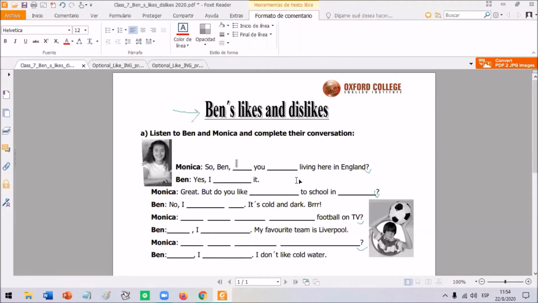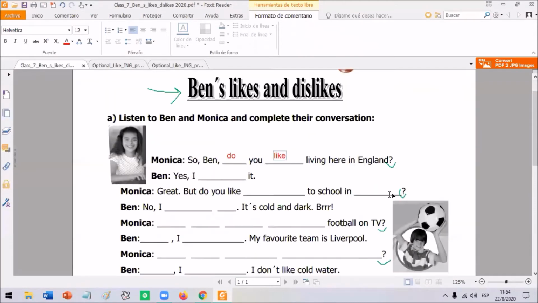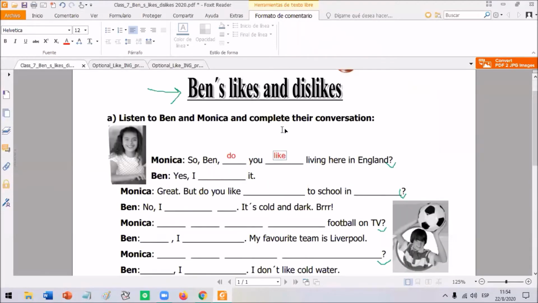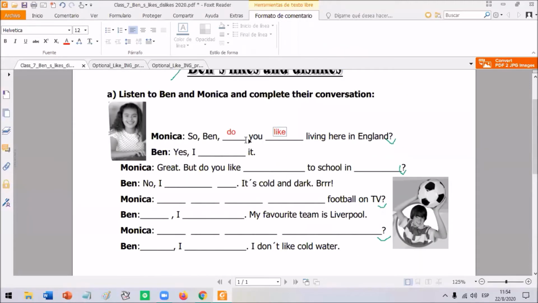Okay, excellent. Monica says, do you like living here in England? Okay. Entonces, fíjense, como sabemos que están hablando de las cosas que le gustan o no a Ben, le está preguntando si le gustan ciertas cosas, ¿sí? Do you like living here in England? Okay, let's see what Ben replies.